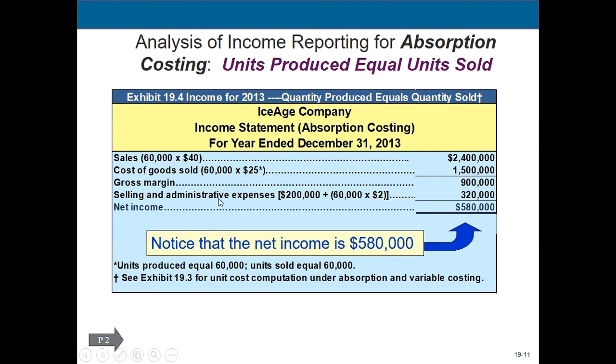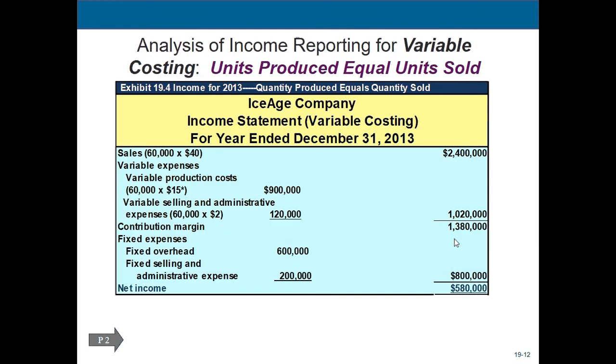Then we take out our selling and administrative expenses. They gave us data on that. It was fixed admin expenses of $200,000, selling expenses of $2 a unit, so $320,000. We have a net income of $580,000. Okay, that's under absorption costing. Again, we produced exactly what we sold. And what I'm going to tell you right now ahead of time is that under variable costing, we should also get $580,000. At any point that you produce exactly what you sell, absorption costing and variable costing will have absolutely no difference. So here it is under variable costing.